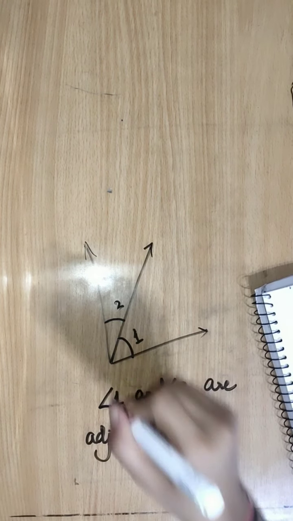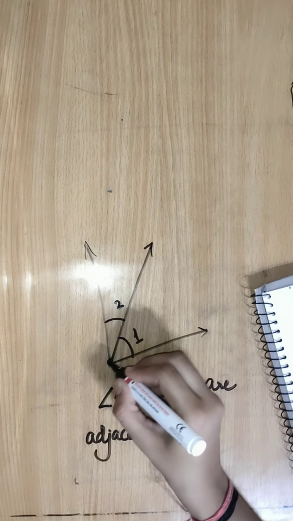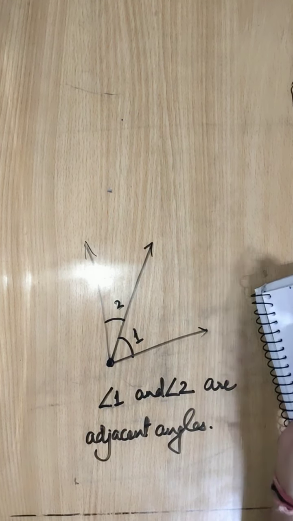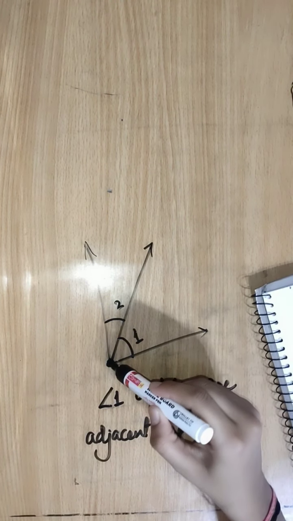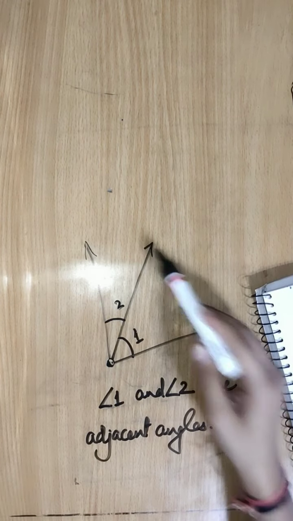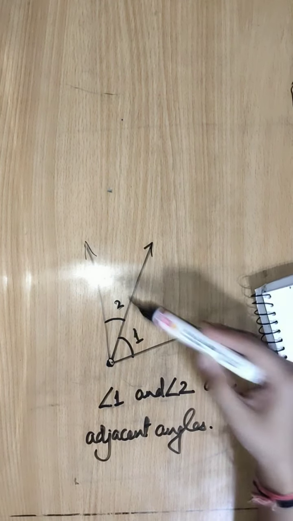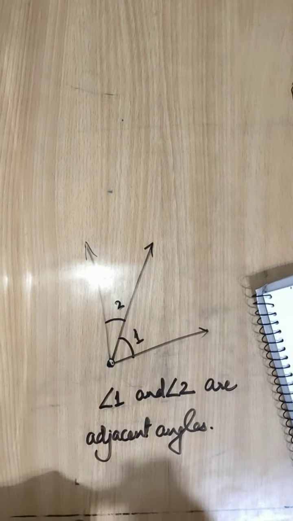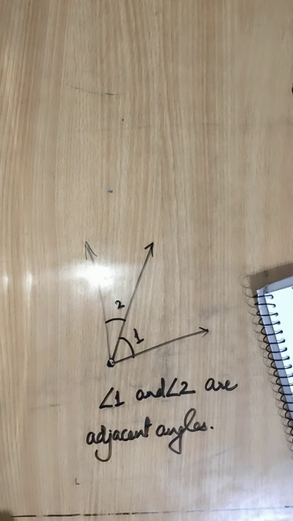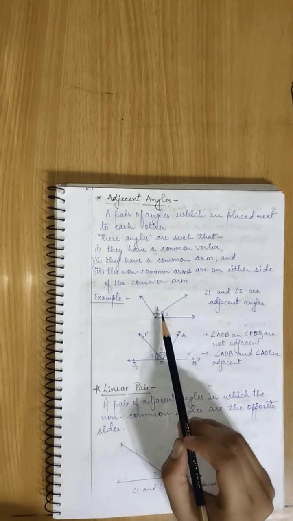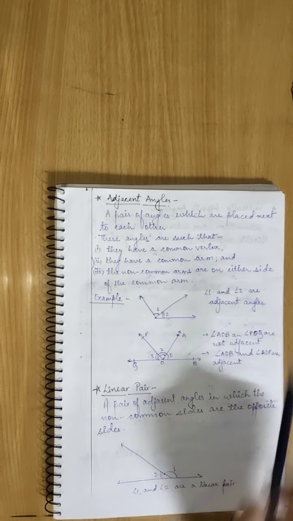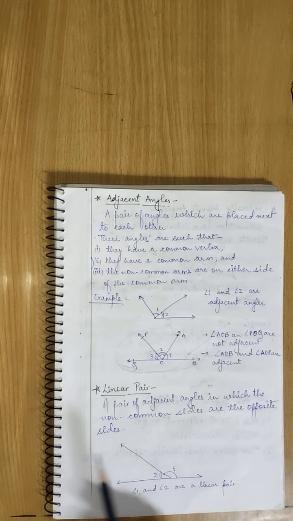Adjacent angles share a common vertex. They come from only one point. So they have one vertex, they have a common arm and they are placed next to each other. So they are adjacent angles. We will see more examples of adjacent angles. As we can see in this example, angle 1 and 2 are adjacent. Now we will see this example.